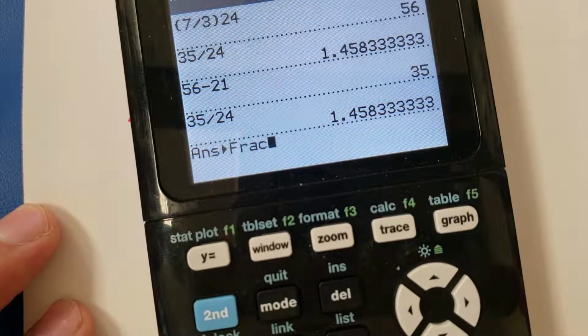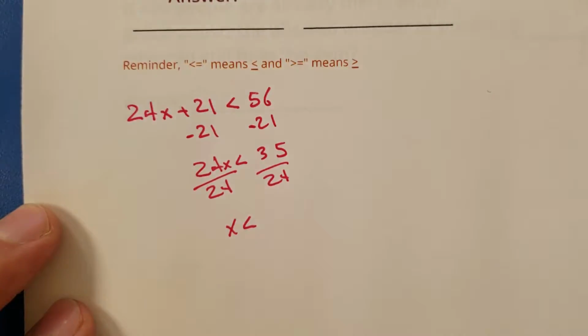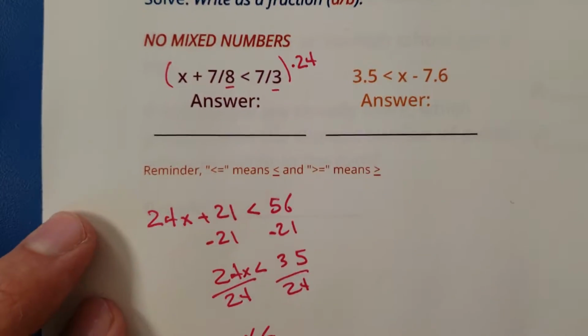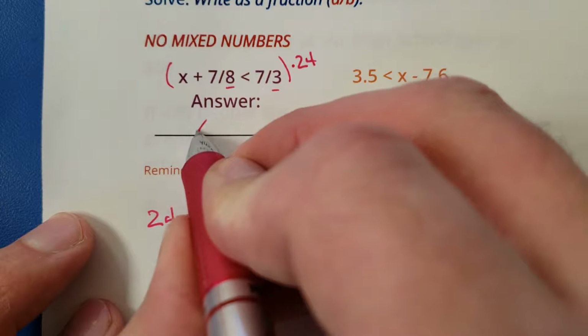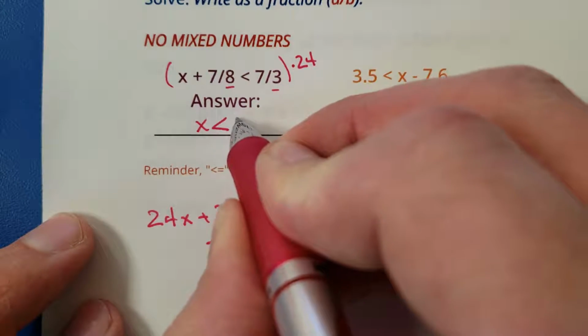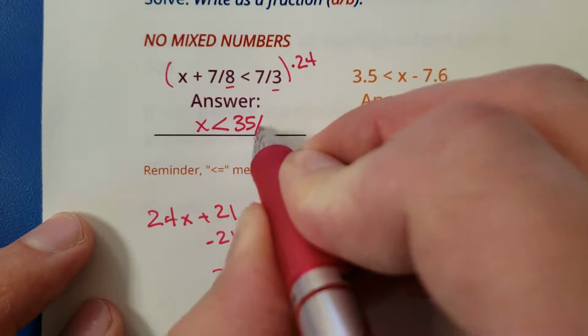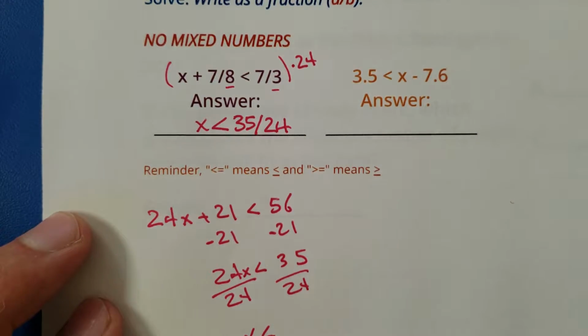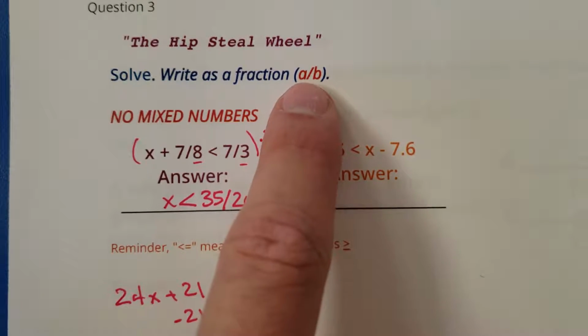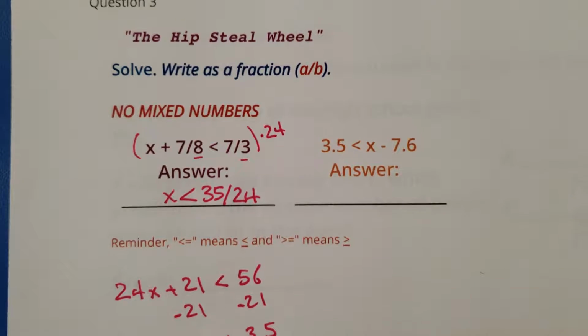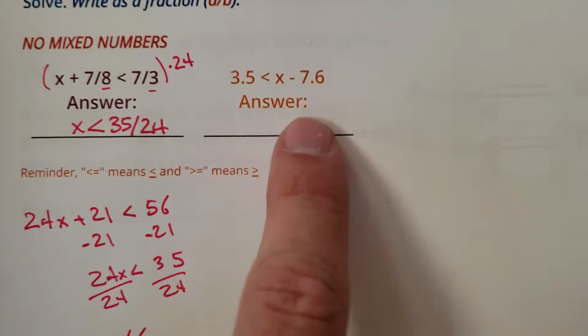Let's do the math fraction button just to be safe. 35 24ths. So the answer: x, less than, you're going to type 35/24. That's how you would type a fraction. Don't include the brackets around there. I'm just giving you the brackets as an example. All right, moving on. Next one.